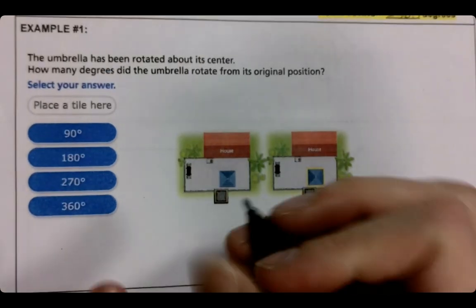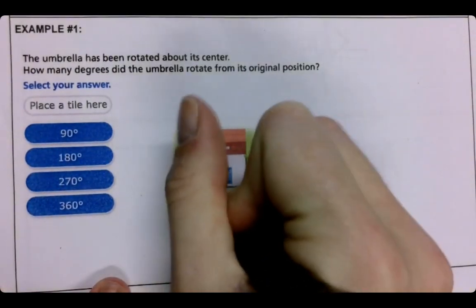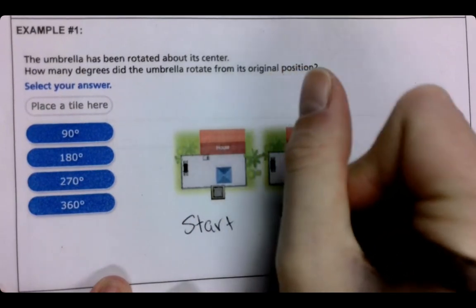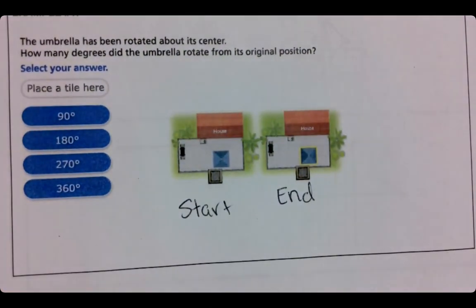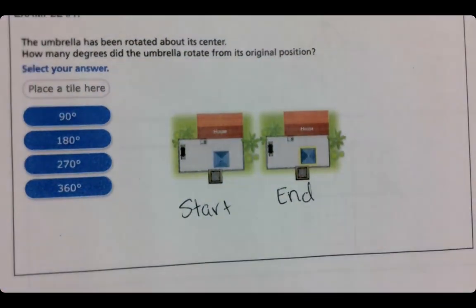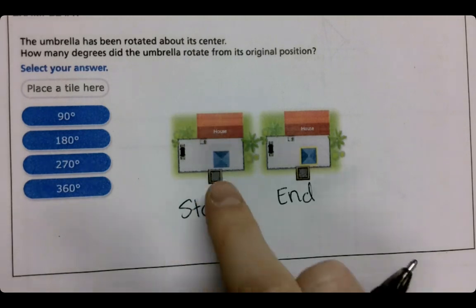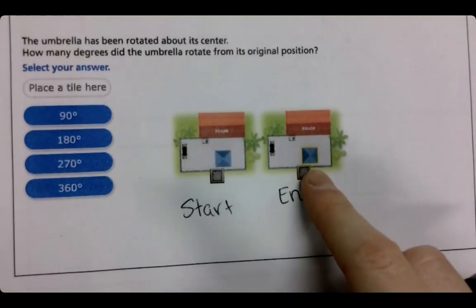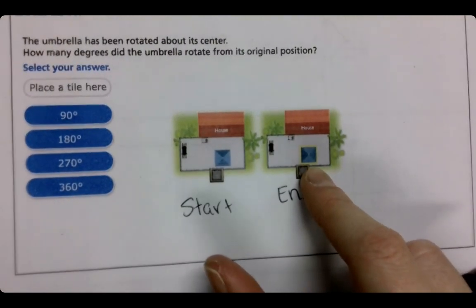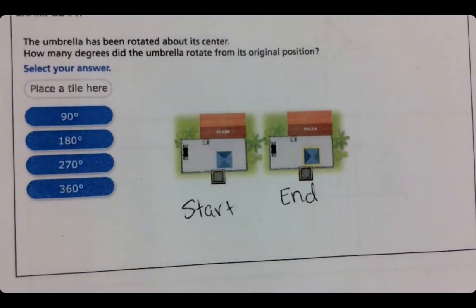Okay. So this is start and end. The question that they're asking is how many degrees did it rotate in order to get there, right? It started here and it ended here. Now here's all of our options, and notice how they're all positive. Notice how they're all positive.